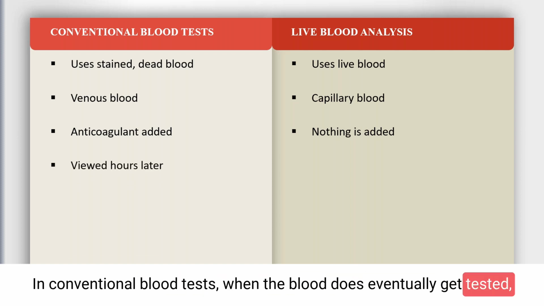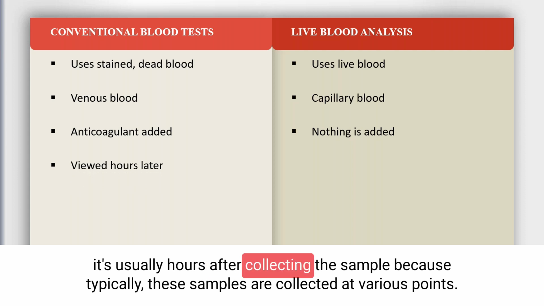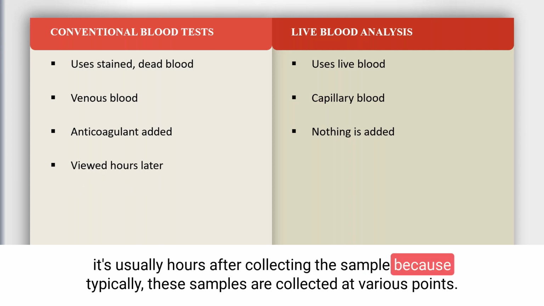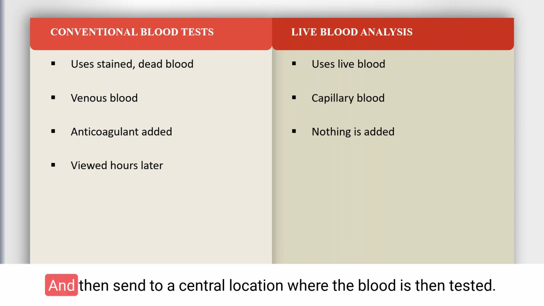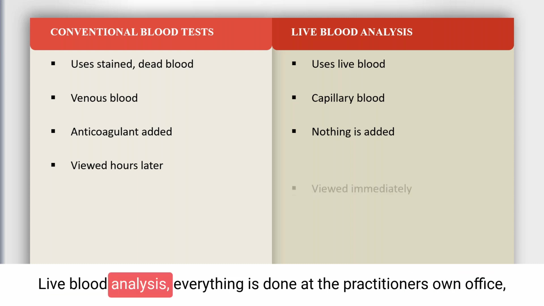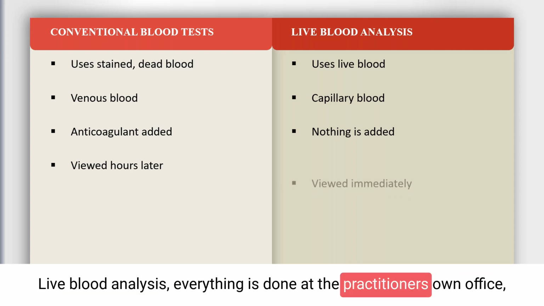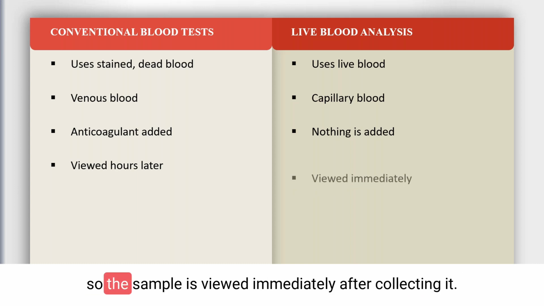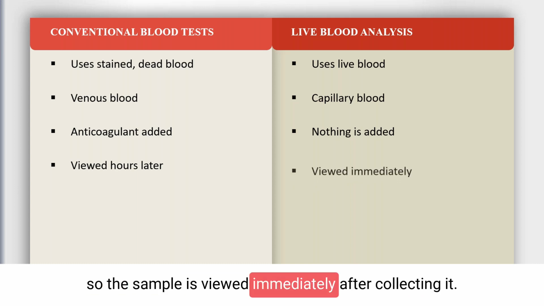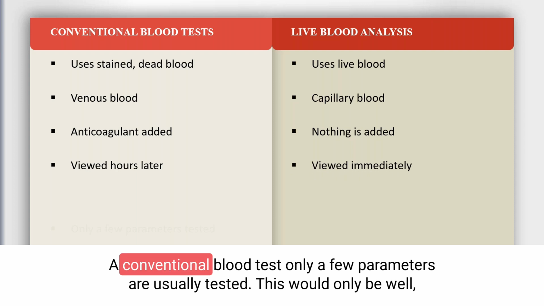In conventional blood tests, when the blood does eventually get tested, it's usually hours after collecting the sample, because typically these samples are collected at various points and then sent to a central location where the blood is then tested. In live blood analysis, everything is done at the practitioner's own office, so the sample is viewed immediately after collecting it.